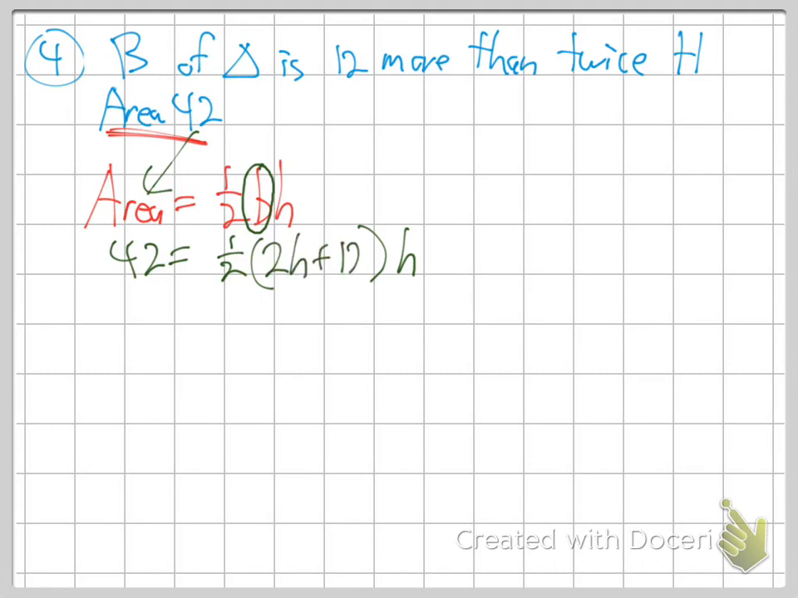2 height plus 12. Right? The base is 12 more than twice the height. Or actually, if you just want to use x for everything, that's okay too. Does that make sense what I did there for the B? So the h is still over there on the right, but the B is now 2 height plus 12.